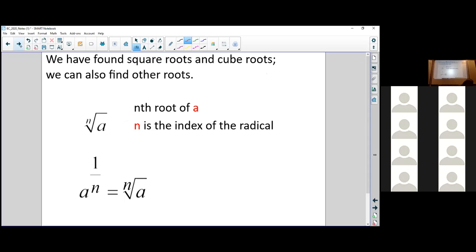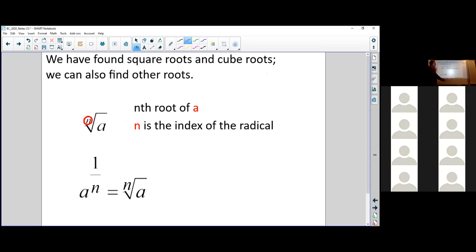So we have found square roots and cube roots. We can also find other roots. So you can have the nth root. You can have any number. In fact, you can get really gross and demented. You could put in some sort of equation where this n is, which is crazy.